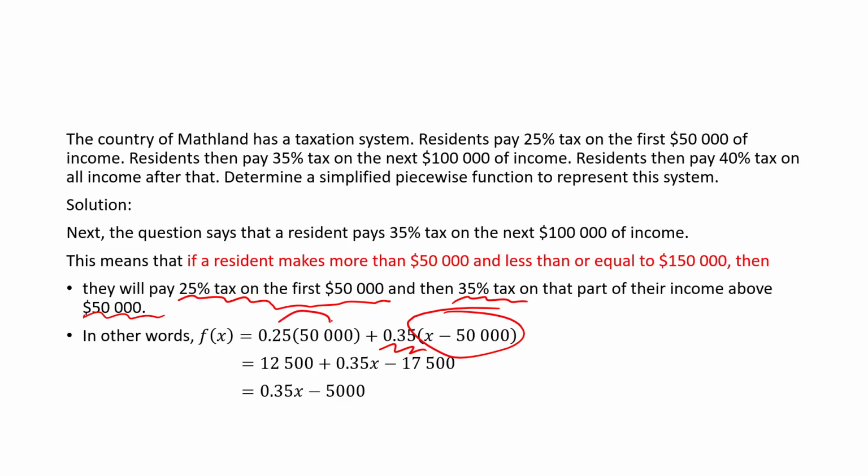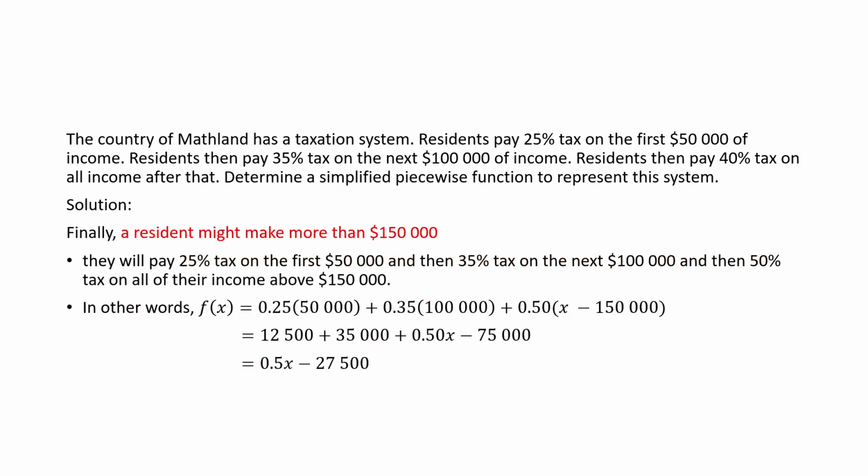So 0.25 times 50,000 is 12,500. 0.35 times x minus 50,000 is this expression here, 0.35x minus 17,500. And putting them together, we end up with 0.35x minus 5,000. That is how much tax a person pays if their income is in between $50,000 and $150,000, where their income is represented by x.